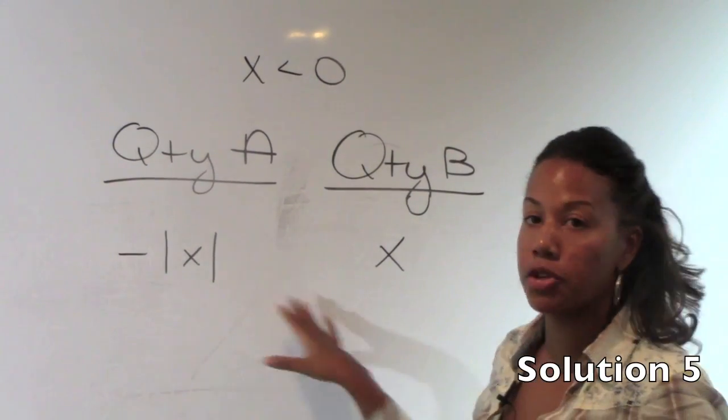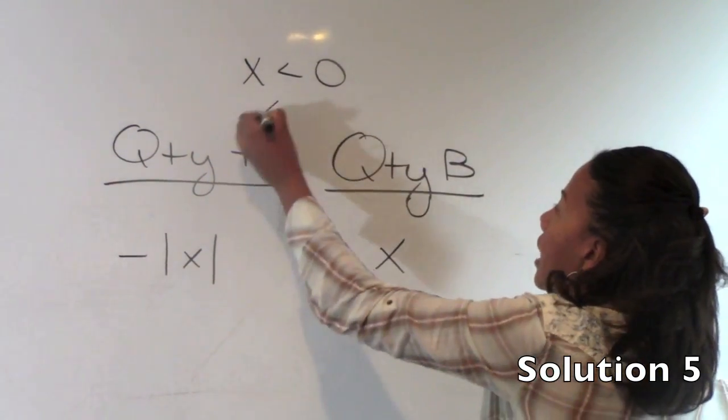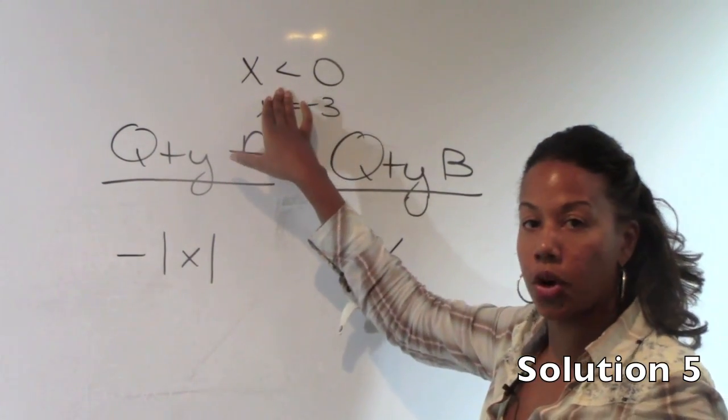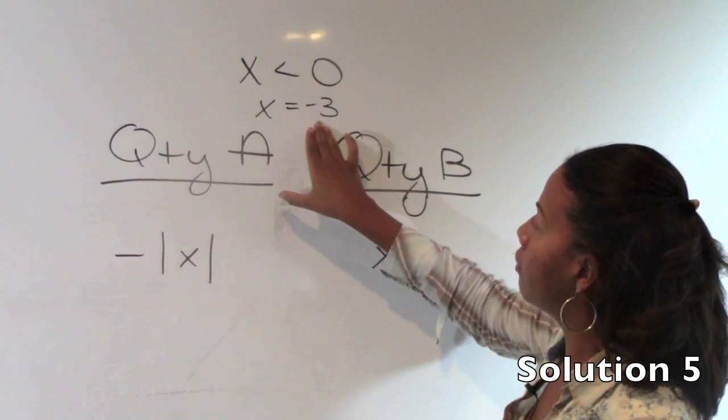So if you don't want to think abstractly, you can simply pick a value for your variable x. So let's say x is negative 3. Any value that meets this condition works. You just have to make sure that you meet the condition. So here x is negative 3.